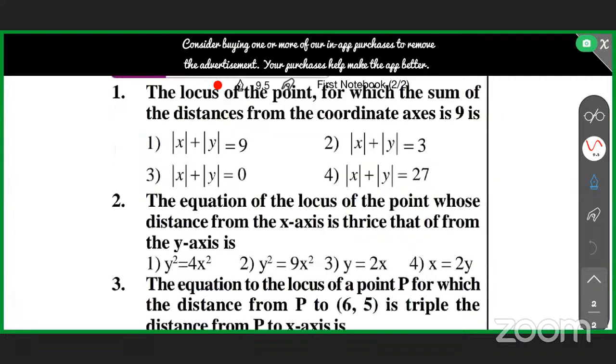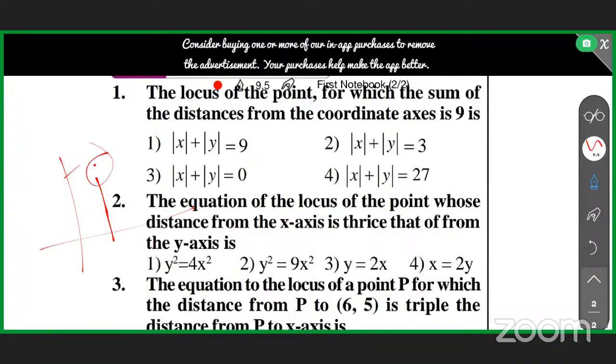Next, the second question is: the equation of the locus of the point whose distance from the x-axis is thrice its distance from the y-axis. Now we have to find the locus of a point P. This point's distance from the x-axis is 3 times its distance from the y-axis. Let us say the point may be somewhere here. So the distance to the x-axis is 3 times the distance to the y-axis. Such a point's locus we have to find out. That is the second question.